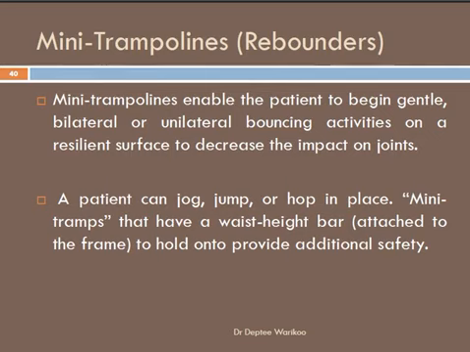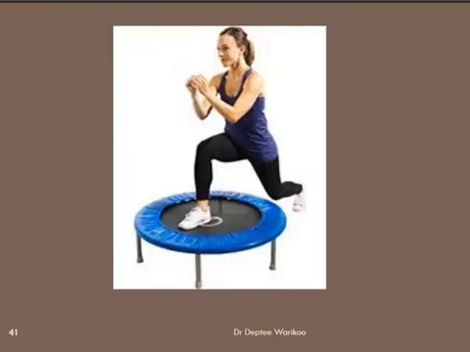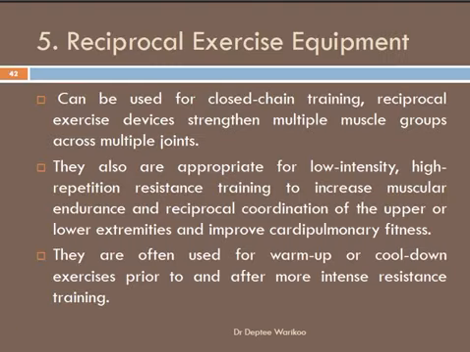Then there could be mini trampolines or the rebounders. Mini trampolines enable the patient to begin gentle bilateral or unilateral bouncing activities. These are done on a resilient surface to decrease the impact on joints. The patient can jog, jump, hop in one place. These mini tramps have a waist height bar to hold on to provide additional safety to the patient so that he or she does not fall. See, these are the mini trampolines. Nowadays we have lots of articles giving the effect of mini trampolines on lower extremity stability and strength.